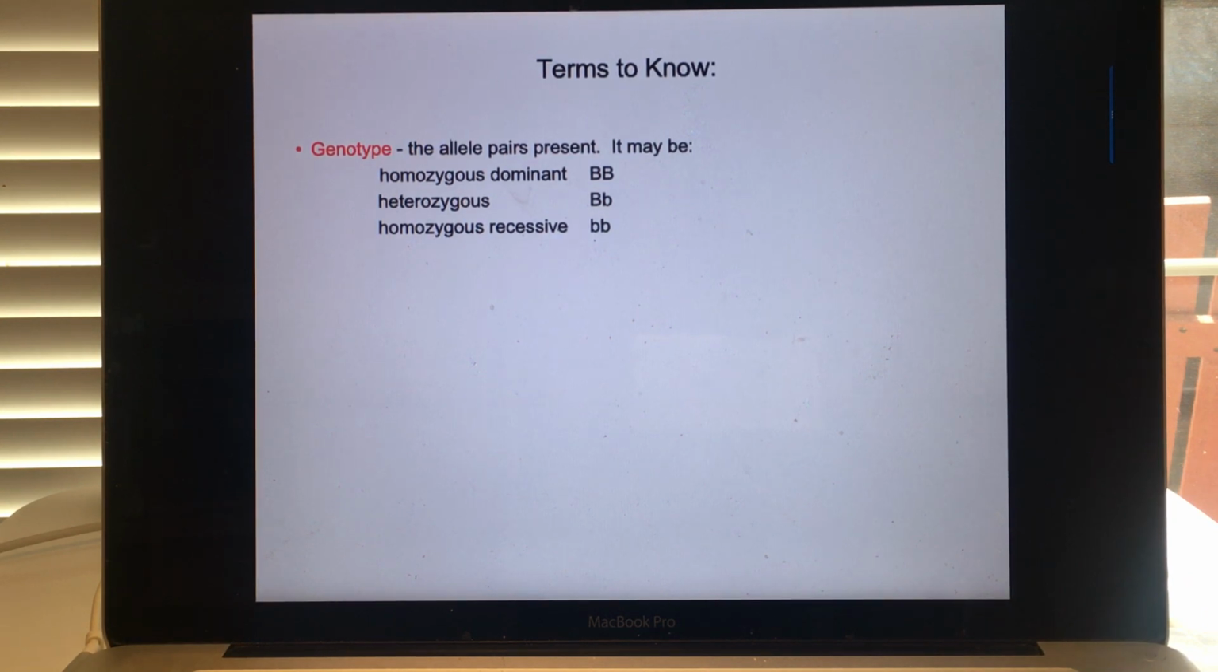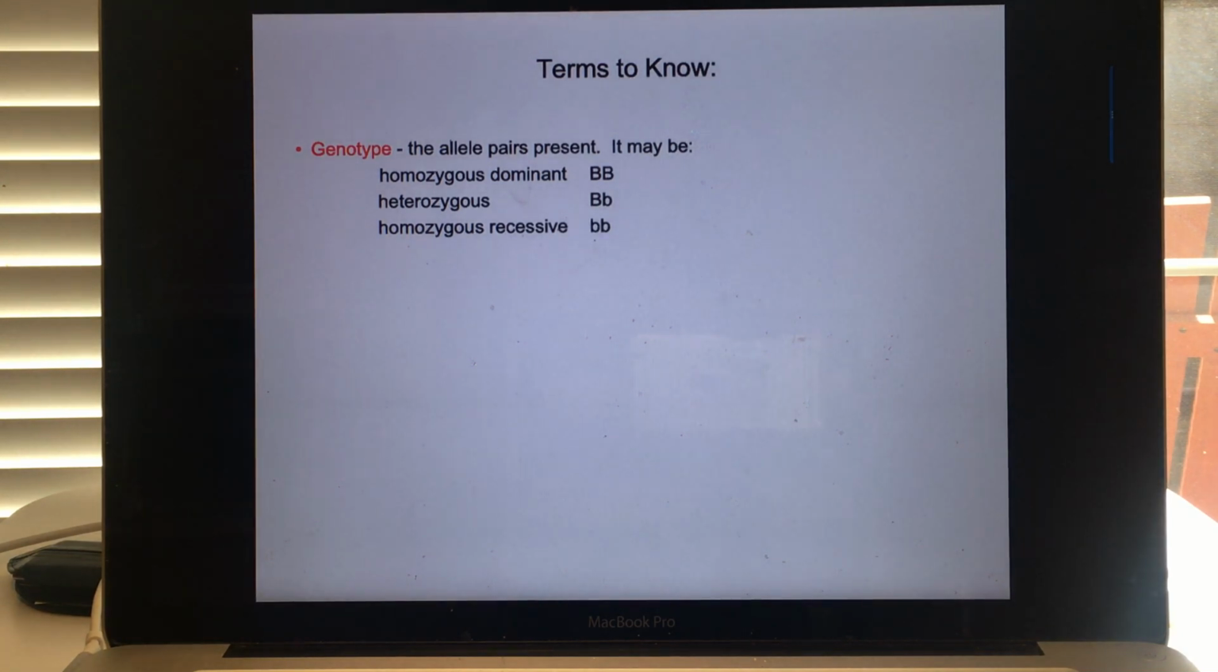You could have two of the same dominant alleles, which we would call homozygous dominant. You could have two different alleles, which we would call heterozygous, and you could have two recessive alleles, which we call homozygous recessive. So homo means the same, and hetero means different, and zygous is referring to the zygote. So remember, zygotes are diploid and would have two of each kind of chromosome, which is why you have two Bs. You have either big B, big B, big B, little b, or little b, little b.